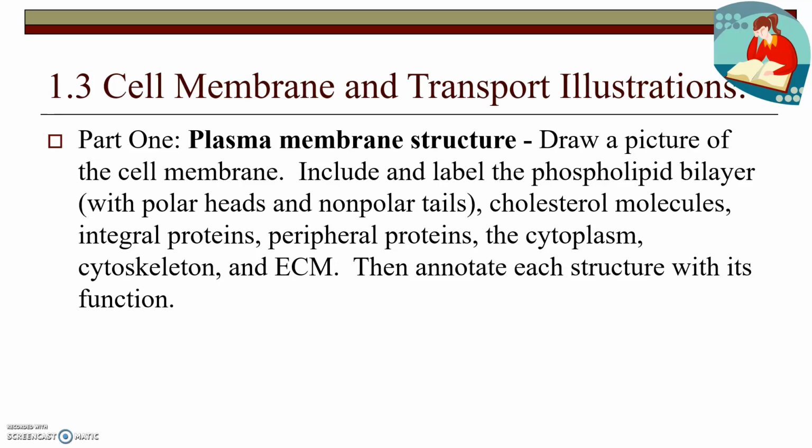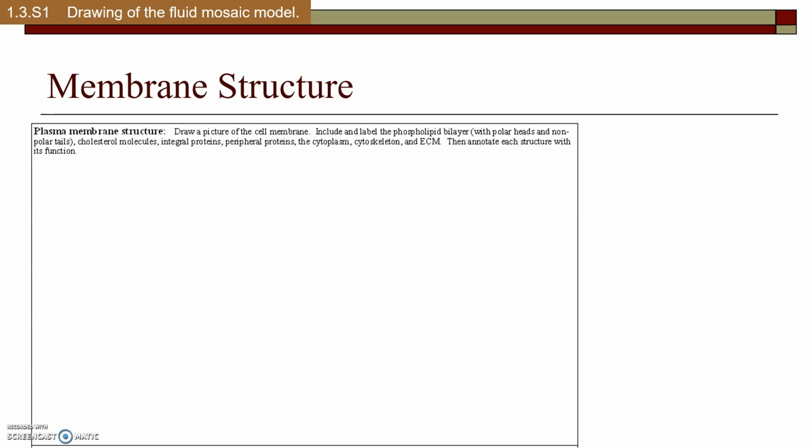So the first part of your membrane and transport illustrations assignment is to draw a labeled picture of the cell membrane, and I've given you some different things that you need to include there. So you'll want to draw these things and label them, and then you need to annotate each structure with its function. So what does it specifically do for the cell membrane? This is the top portion of the big sheet of paper that you were given in class.